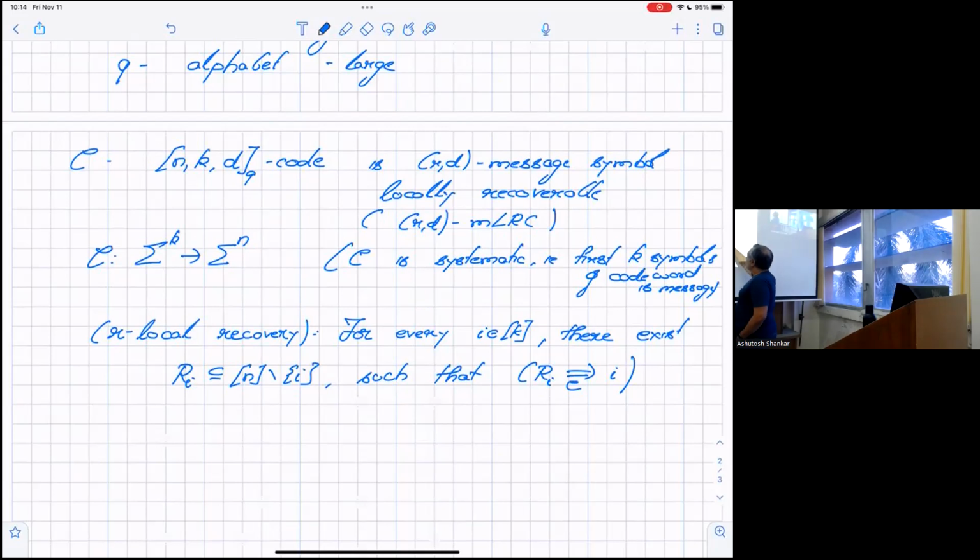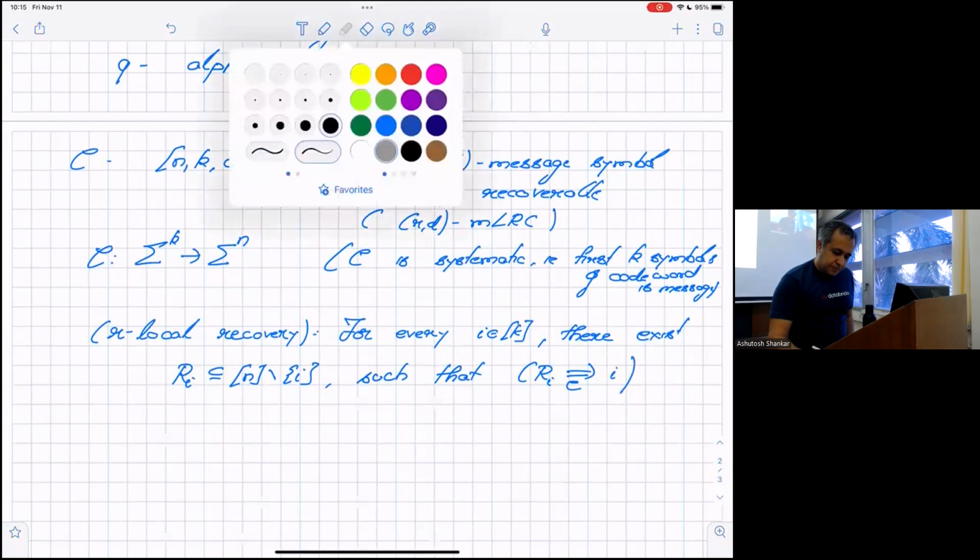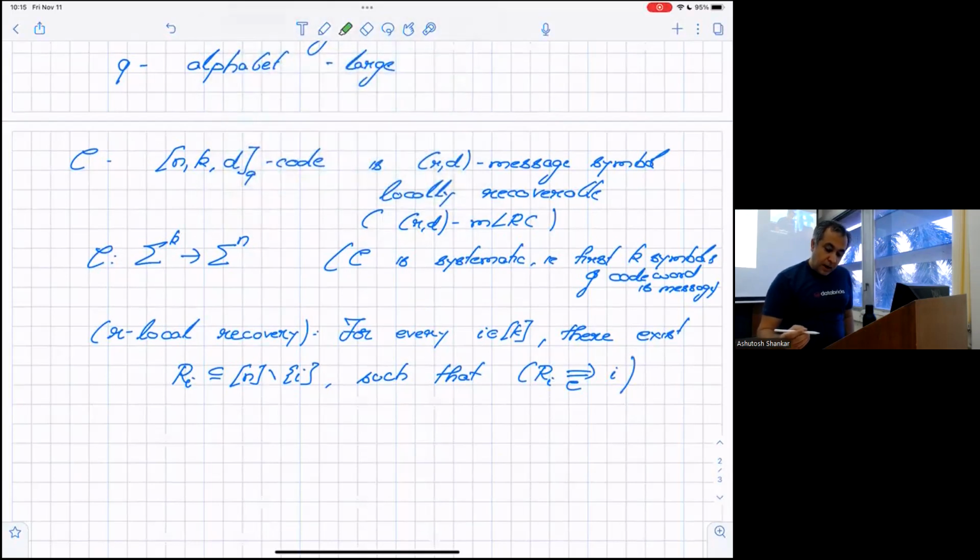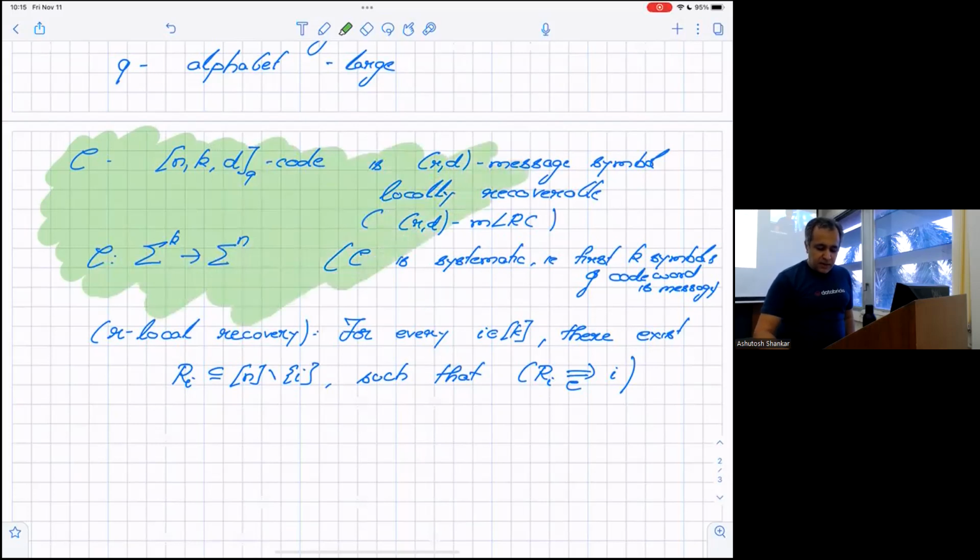What do I mean by this? I mean to say that for every code word, if I just look at the code word values at Ri, using that I must be able to infer what is the code word value at the ith location. Makes sense? So that's going to be our definition for i in K. I just want to recover the message. So there are going to be two definitions for us. This is what is called an RD-MLRC and an RD-LRC, and the RD-LRC will be the same definition.